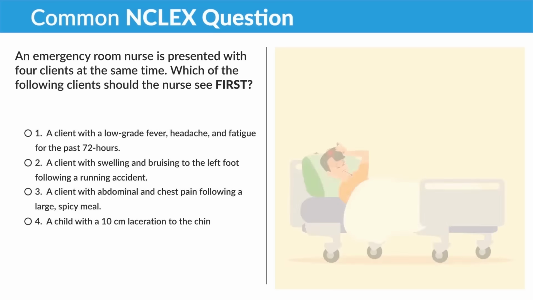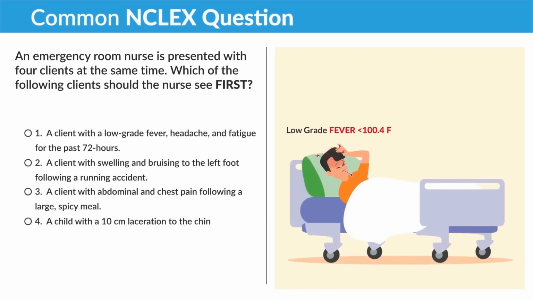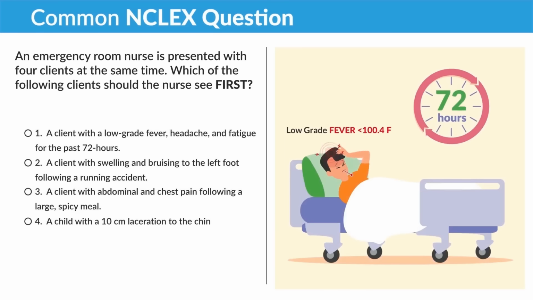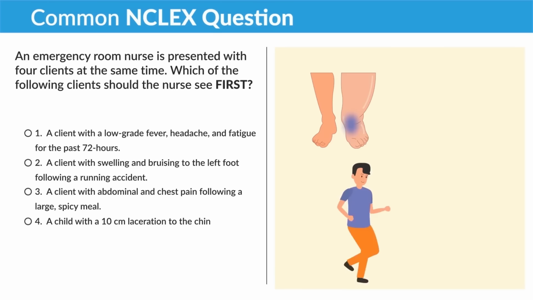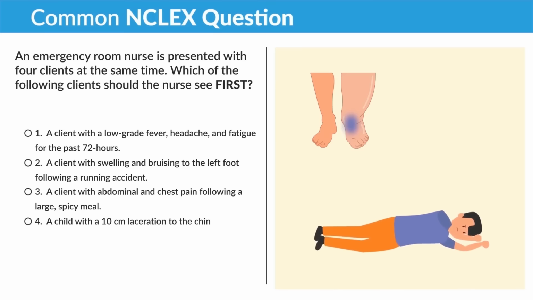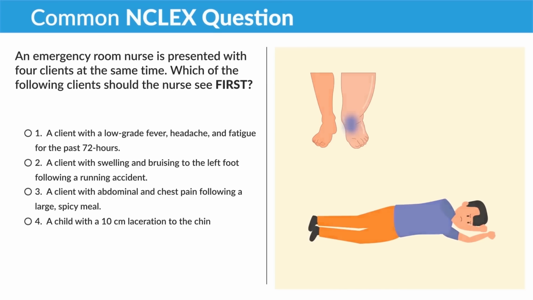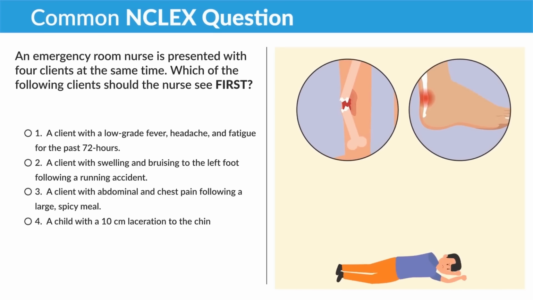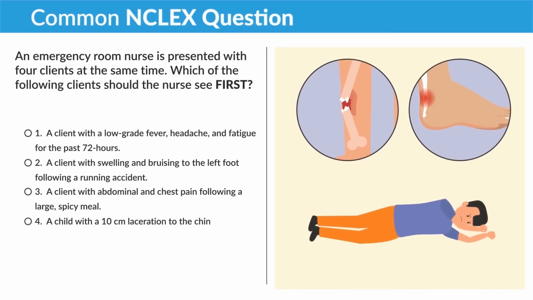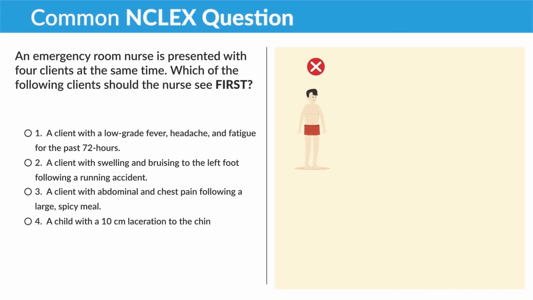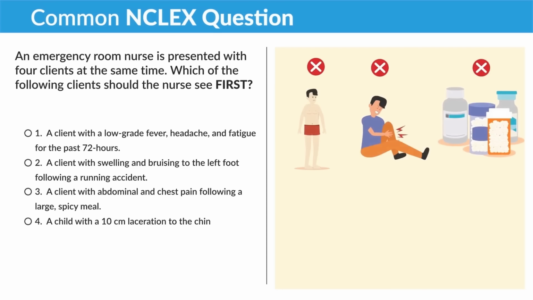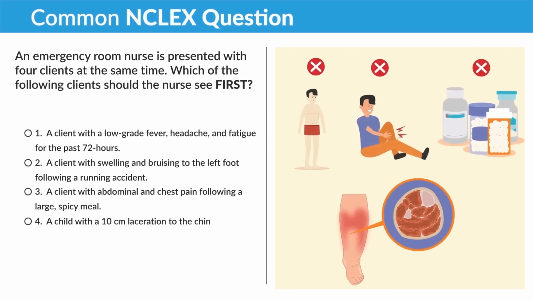So option 1, a client with a low-grade fever, a headache, and fatigue for the past 72 hours. Maybe. The question doesn't really say immunosuppressed or chemotherapy, so it's probably a common cold or flu. Option 2, a client with swelling and bruising to the left foot following a running accident. Well, not really. It seems like a sprain, and it states running accident. Now, it doesn't state pale skin or tingling or unrelieved pain, typical of compartment syndrome.